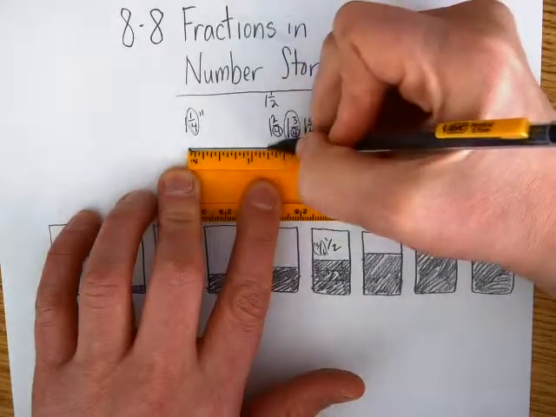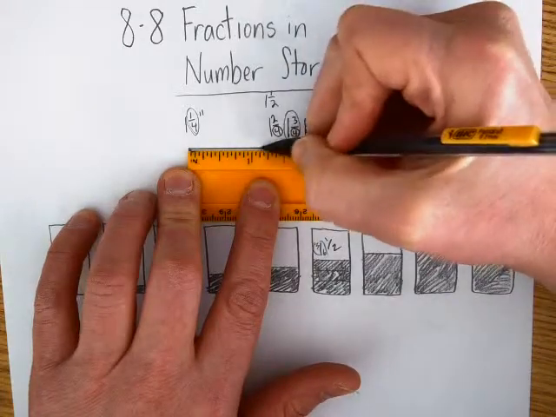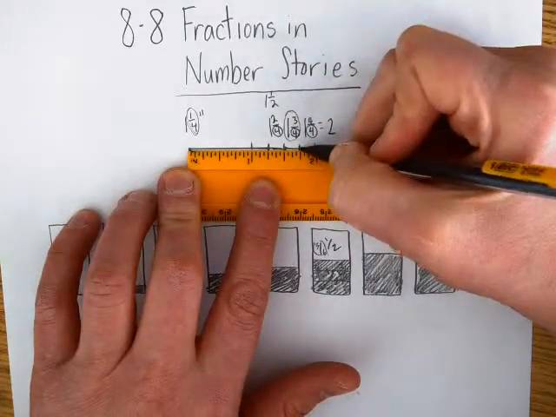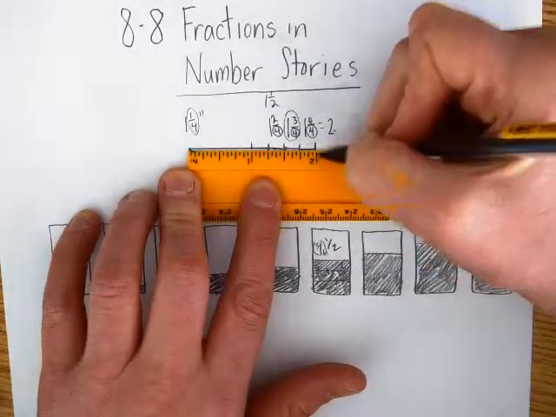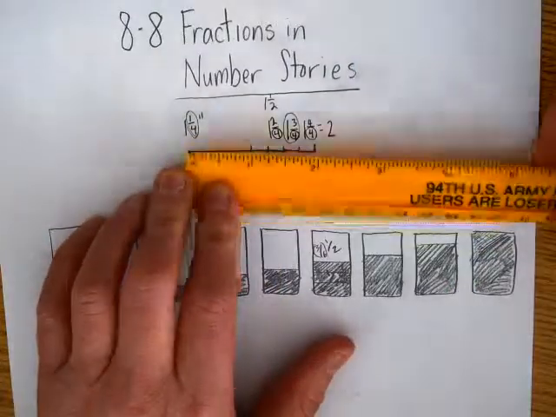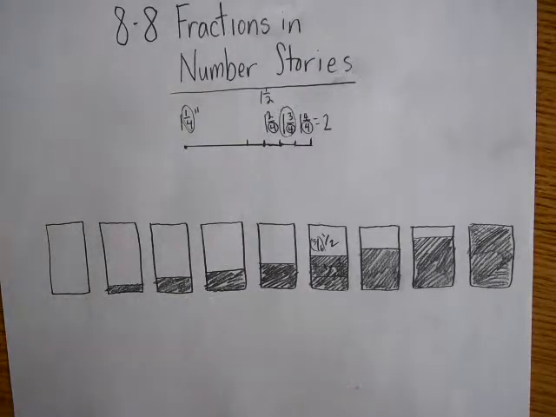It just means it's got to be measured to one of these 1/4 inch tick marks, which could be on the inch, it could be at the 1/4 inch, it could be at the 1/2 inch, it could be at the 3/4 inch, or again, it could be right on the inch. So that's just something to pay attention to. This is the parent help video for fractions and number stories for grade 3 Everyday Math.